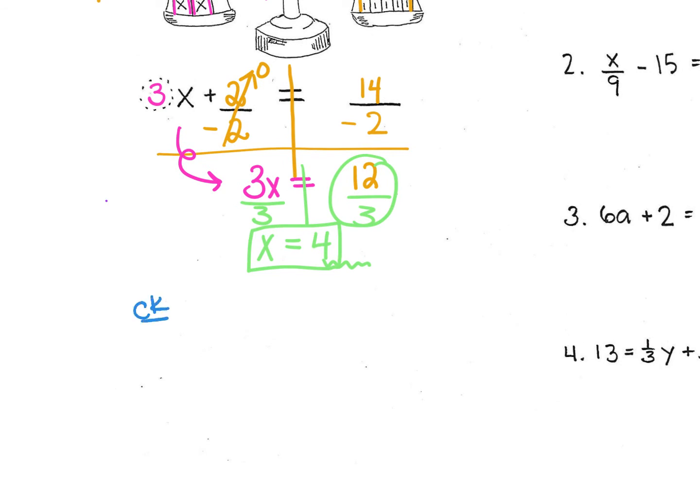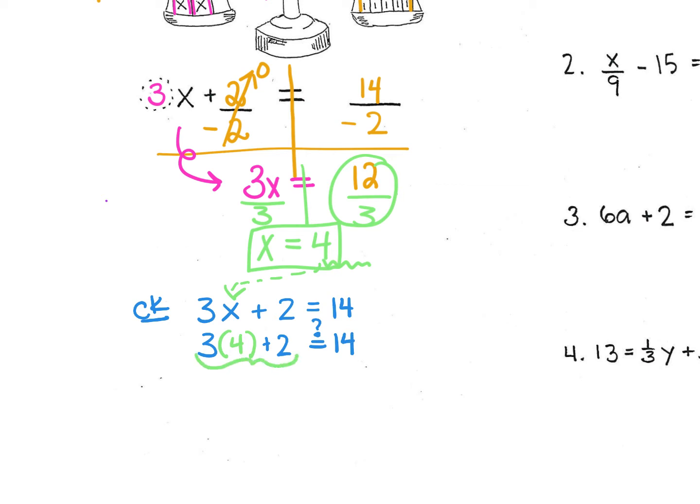The way that we're going to check is we are going to start by writing the original equation that was given to us, 3x plus 2 equals 14. Now we think that x is equal to 4, so we are going to substitute that in right here. We are going to take out the x and say 3 times 4 plus 2. And the question is, does this equal 14? If it equals 14, then we know we have solved this correctly.